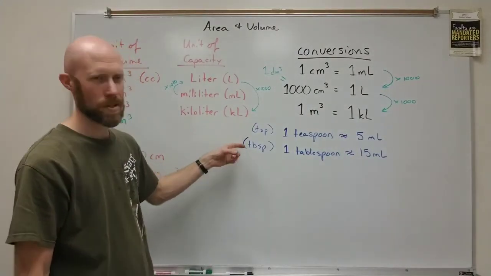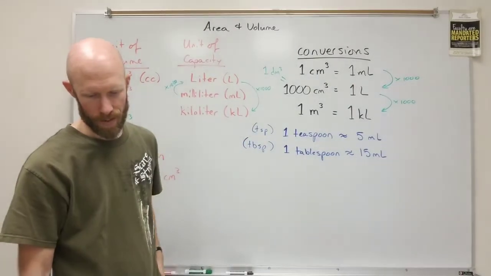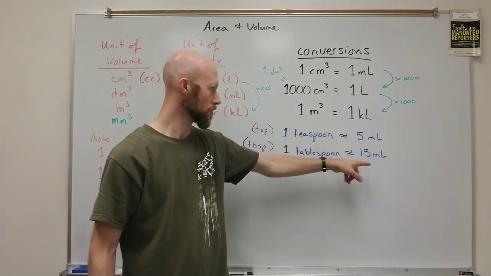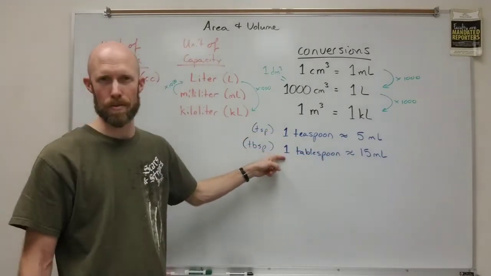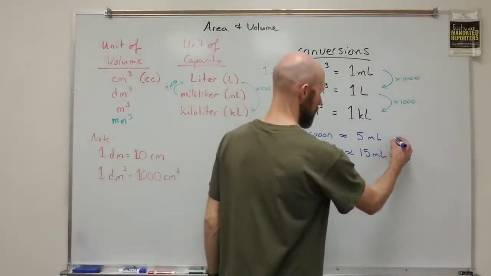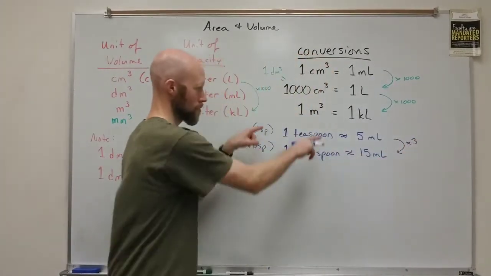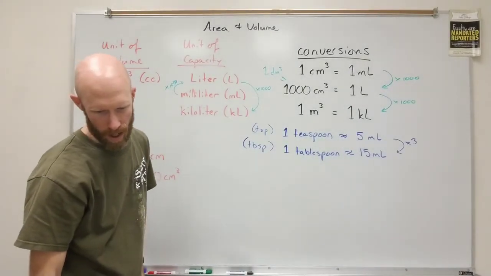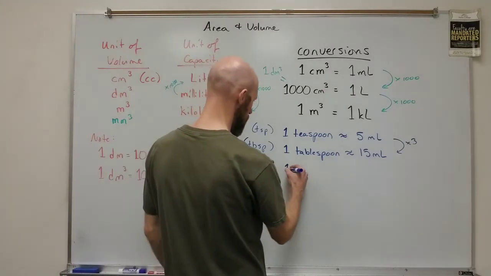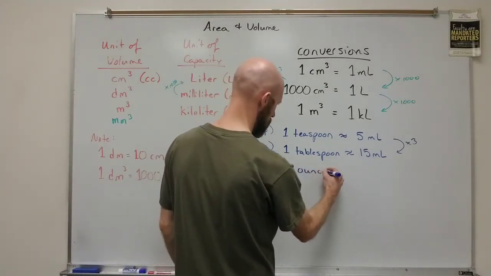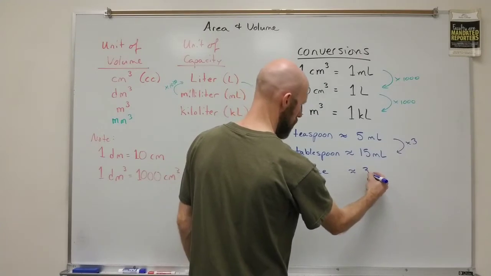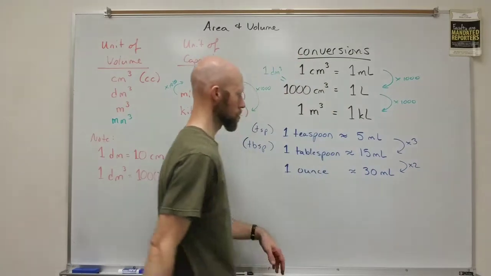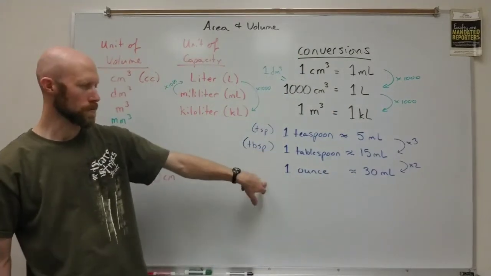What's interesting is that since you're multiplying by 3 here to go from 5 to 15, there's going to be 3 teaspoons in a tablespoon, right? Times 3 on both sides to get that. Also, 1 fluid ounce is approximately 30 milliliters, and so that's a multiplication of 2. So you get 2 tablespoons in an ounce.